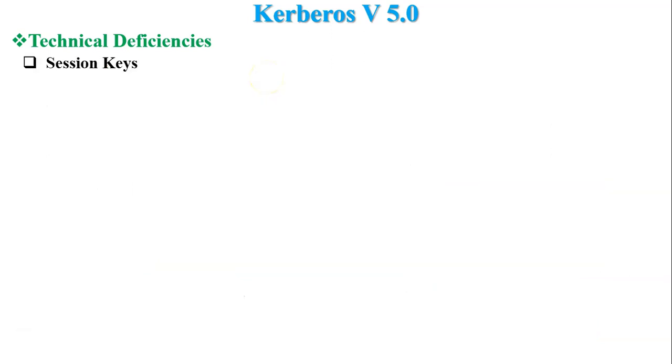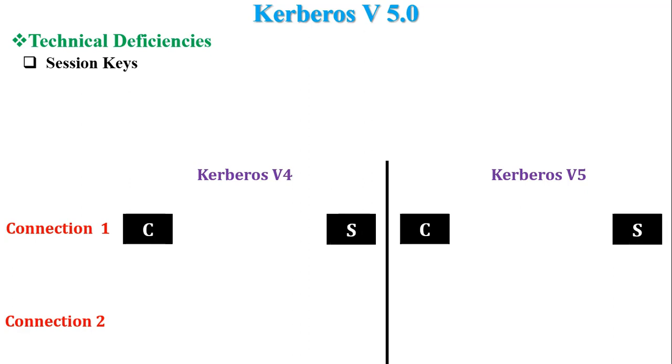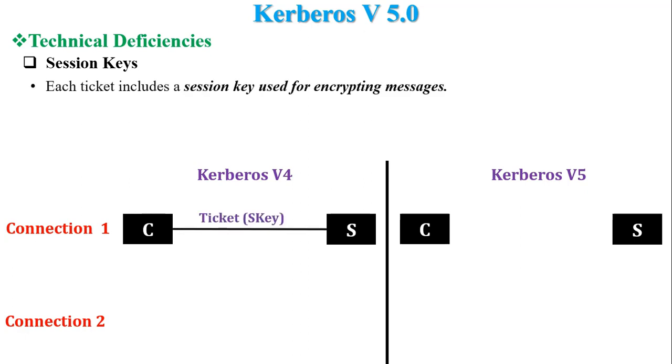Next technical deficiency is session keys. Let's take one scenario to understand how session keys are used in Kerberos version 4 and Kerberos version 5 in different connections with the same client and same server. So there is one client and one server in Kerberos version 4 and in Kerberos version 5. Now in Kerberos version 4, the client wants to access a service from the server. So the client sends a ticket to the server. In version 4, each ticket includes a session key used for encrypting the message. So here all the messages between the client and server are encrypted using the session key.